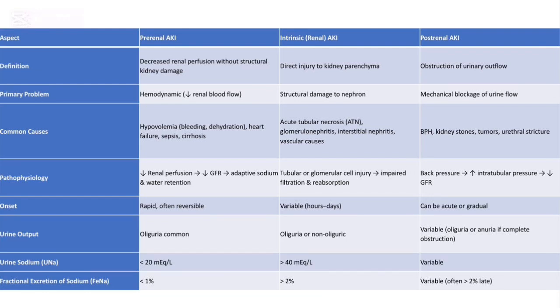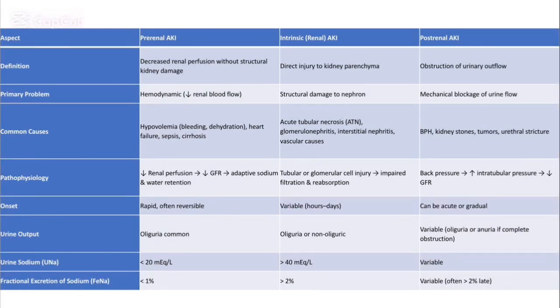Urine output. In prerenal AKI, oliguria is common because the kidney conserves water in response to hypoperfusion. In intrinsic AKI, urine output may be reduced, oliguric, or normal, non-oliguric, depending on the extent of tubular damage. For example, partial tubular injury may still allow urine production. In postrenal AKI, urine output is variable. Complete obstruction may lead to anuria, while partial obstruction may present with oliguria or even normal urine output early on.